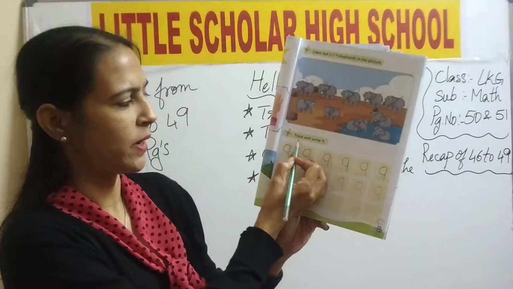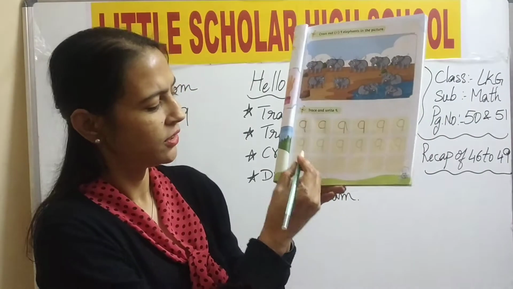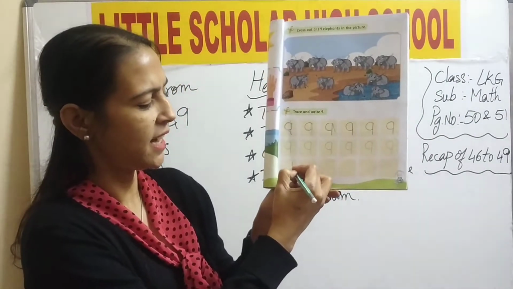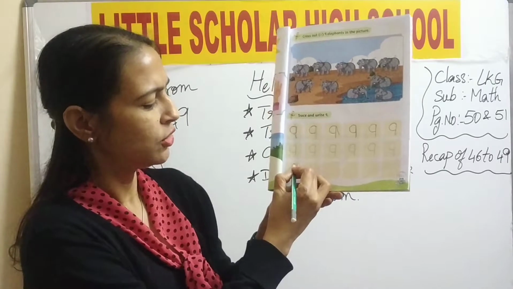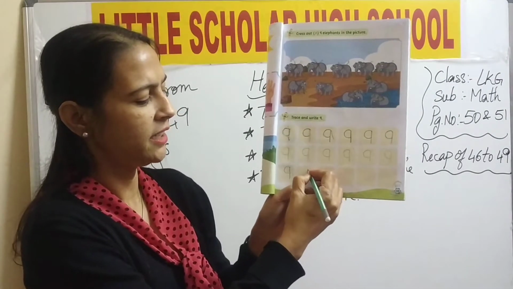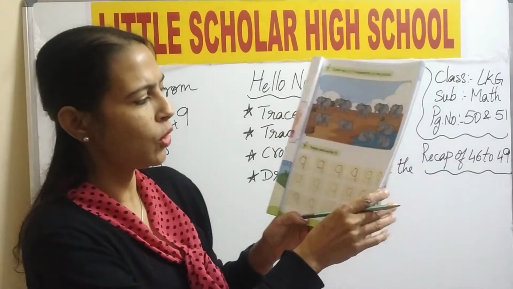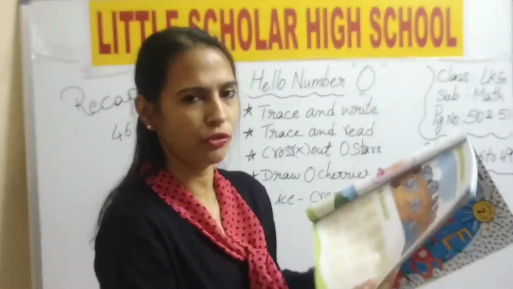And then the last one, trace and write 9. So how do we trace and write? First, your standing line and then your right curve, 9. Again, standing line, right curve, 9. So I hope you completed this page also.